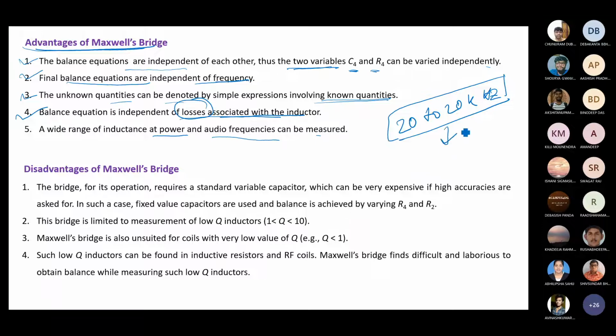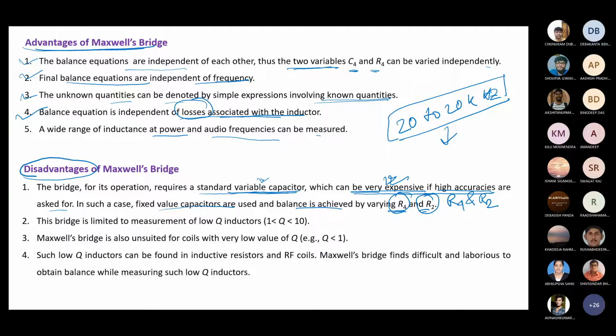Now, after the advantages, the disadvantages. The bridge requires a standard variable capacitor, which is quite costly and not easily available, so it is very expensive when high accuracies are asked for. In such cases, a fixed-value capacitor is used, and the balance is obtained with R4 and R2. So two things are varied, R4 and R2, keeping the capacitor fixed, because the variable capacitor is very expensive.